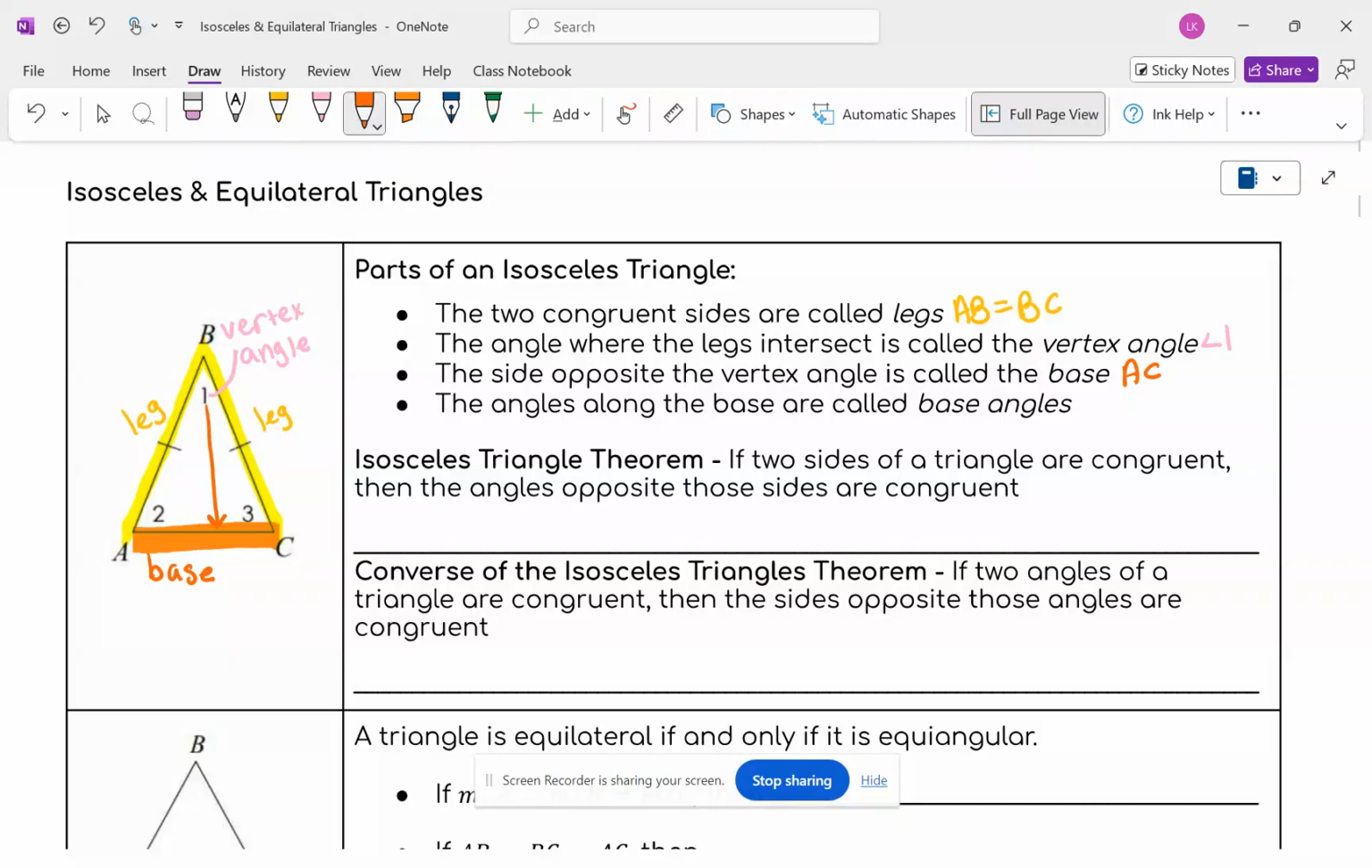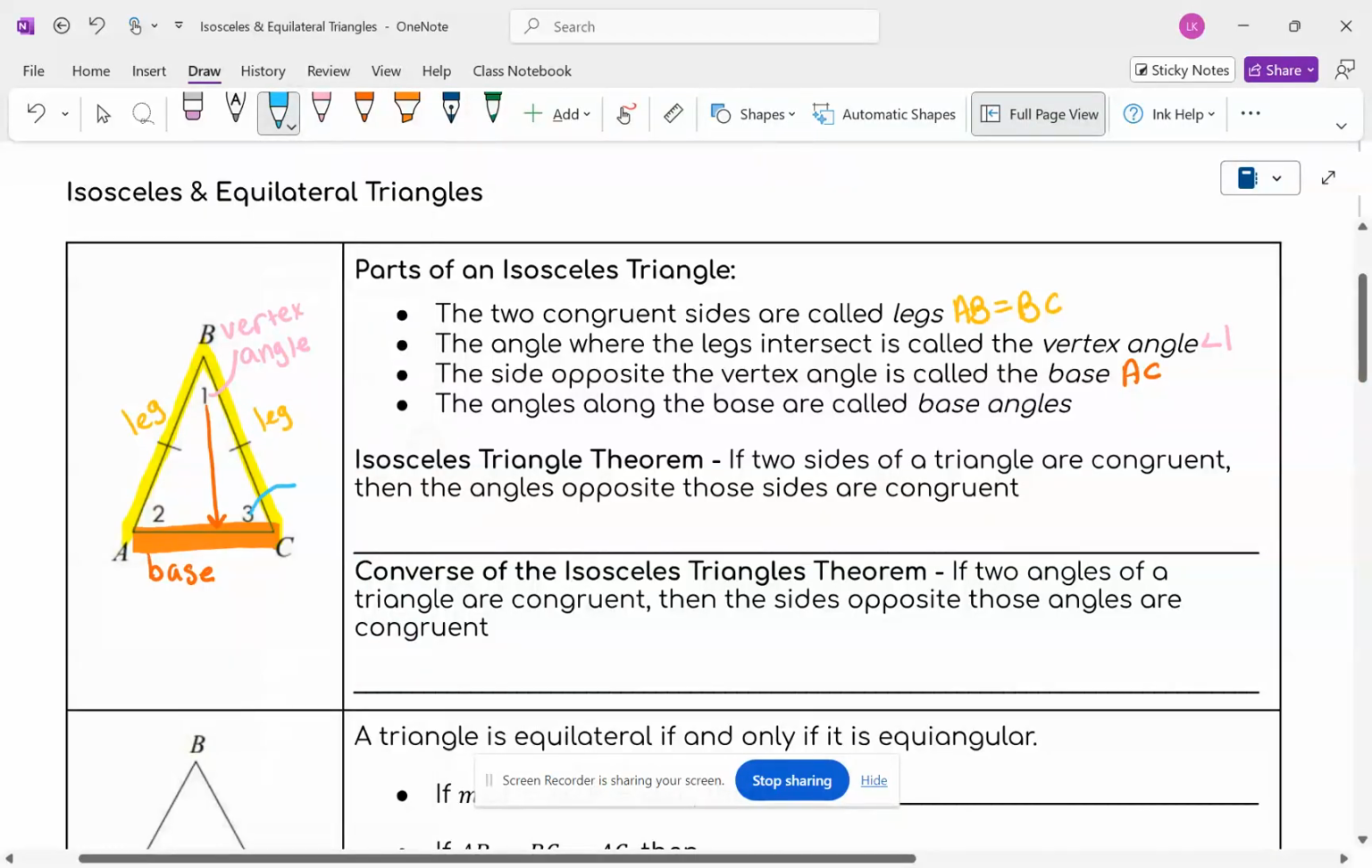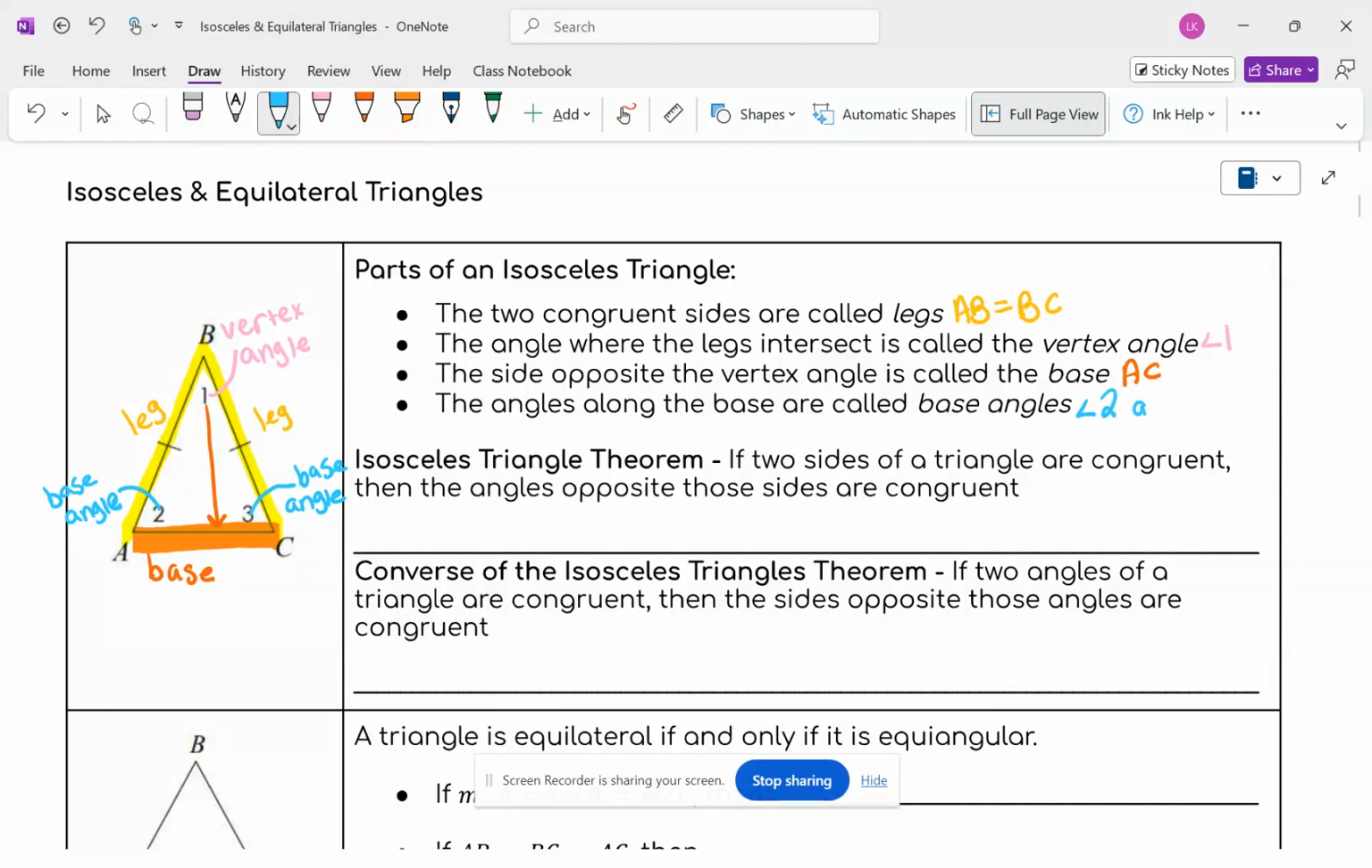The angles along the base are called your base angles. So, this is a base angle, and angle 2 is a base angle. So we can call that angle 2 and angle 3.